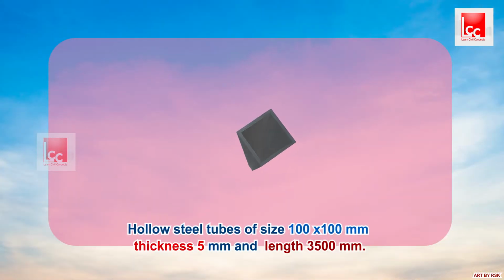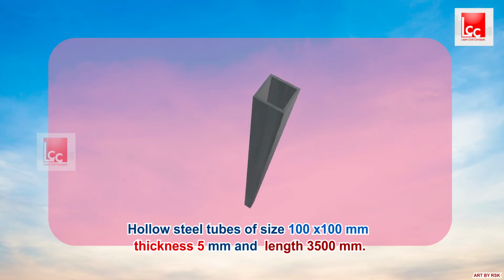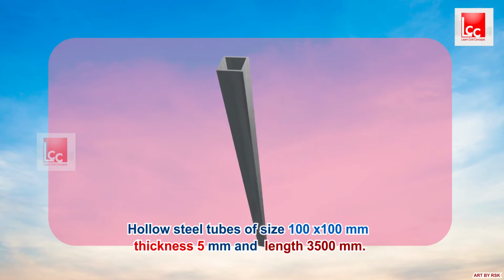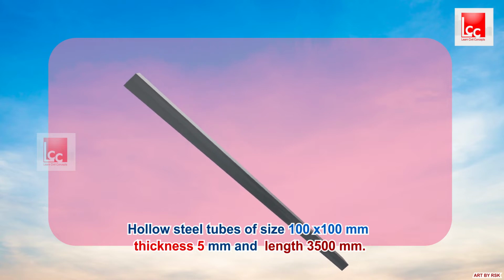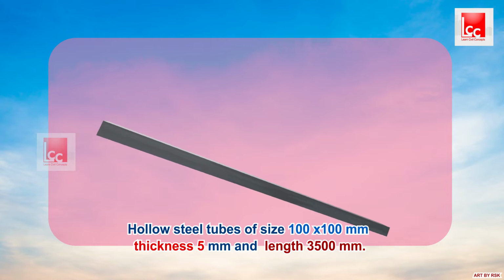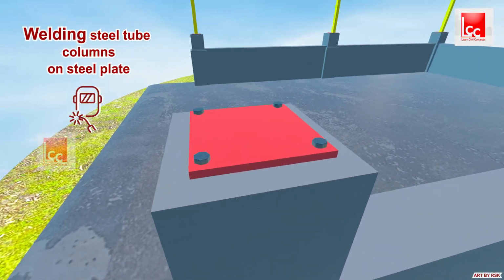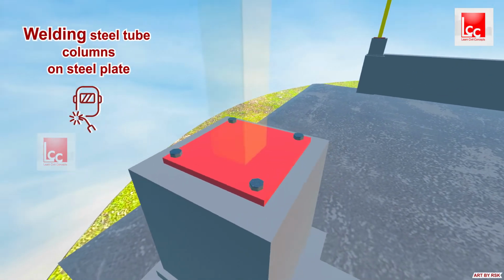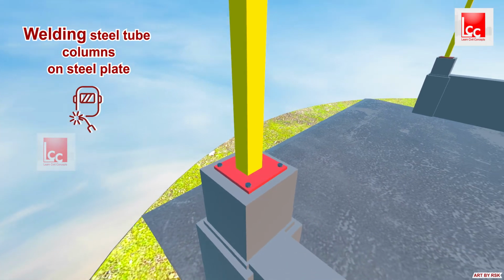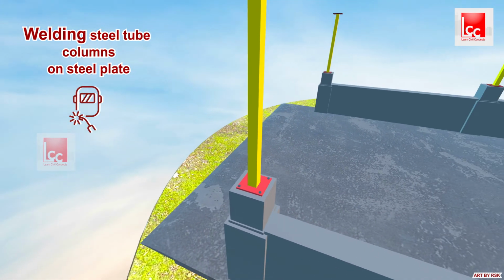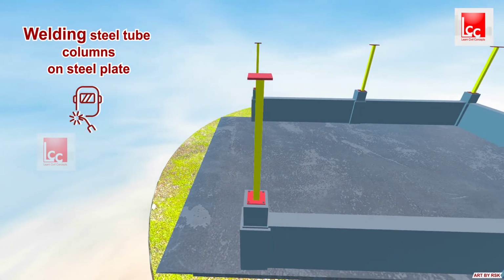Now we will prepare the hollow steel tube of size 100 by 100 by 5 mm, and here we have taken the length of tube as 3500 mm. After fixing the steel plate on the top face of the tube, we will precisely weld it to the plate above the RCC column. Similarly, we will weld and fix all other steel columns as you can see in the model.